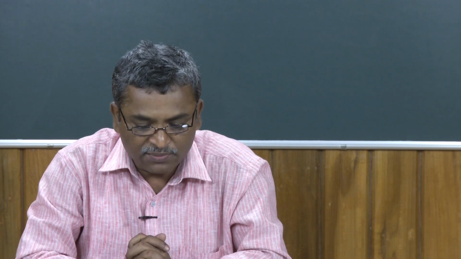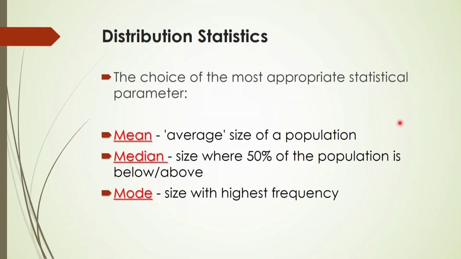You can analyze it by the particle size distribution. And for the distribution, of course, you have to analyze something, not only the simple distribution. No, it will not be simple distribution. Here you have to know what should be the mean of that particle size, or average size of the population. What should be the median size, where 50% of the population is below or above, that you have to know. And also another important statistical parameter is called mode, the size with highest frequency.